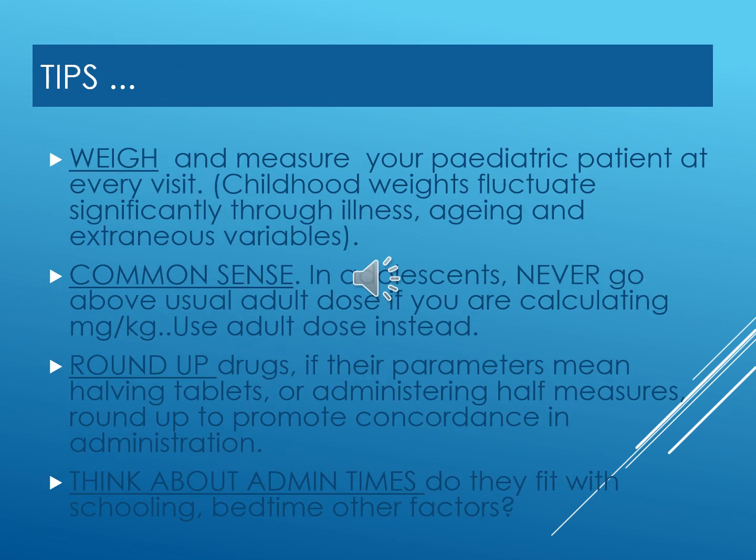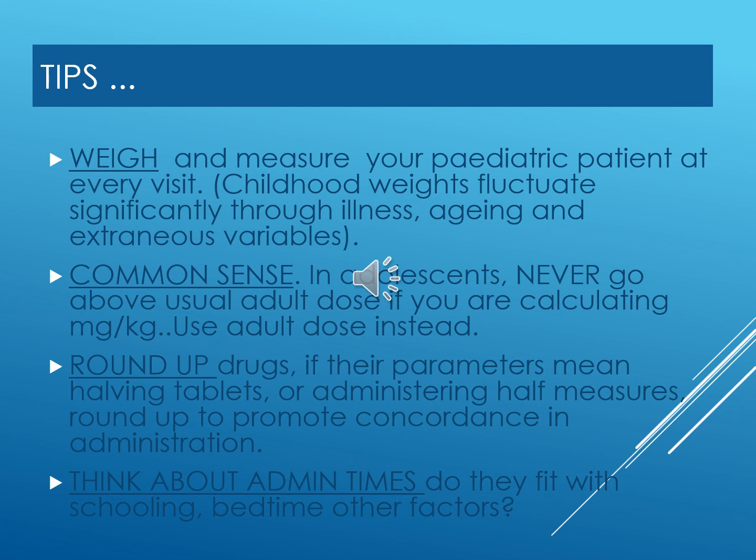The most important thing to consider when you're prescribing for children is just add a bit of common sense. Children grow, which means their weight fluctuates, so weigh them at every visit. Only ever prescribe medications for the weight that they are. If they actually get to adult levels, don't start increasing the dose because the weight's higher. Don't go above the usual adult dose if you're working out milligrams per kilogram dosages. Always round up drugs as well.